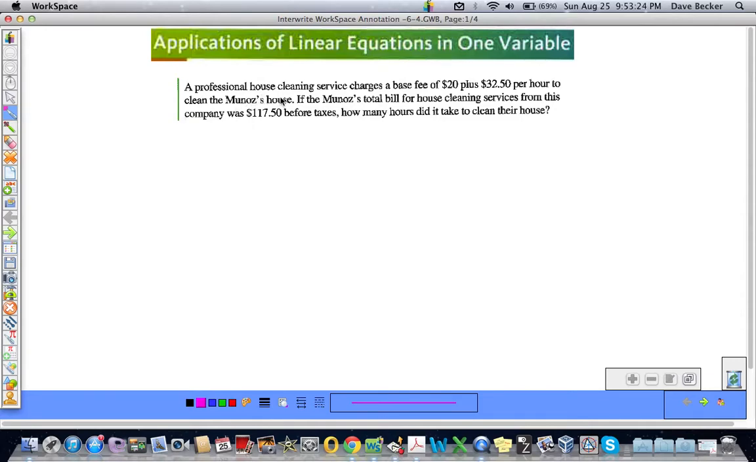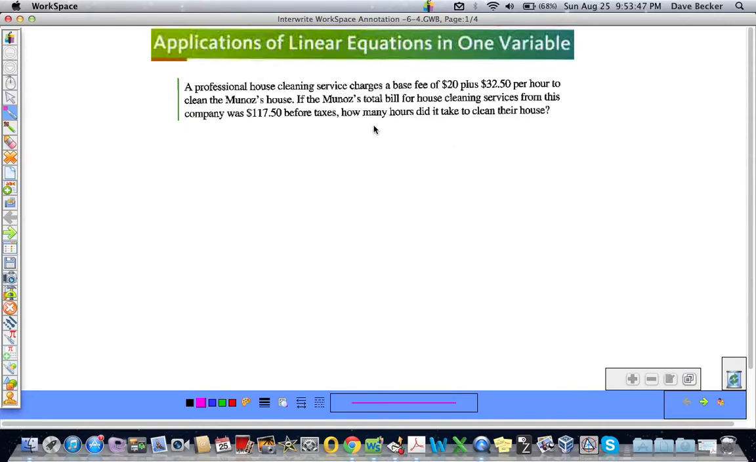A professional house cleaning service charges a base fee of $20 plus $32.50 per hour to clean the Munoz's house. If the Munoz total bill for house cleaning services from this company was $117.50 before taxes, how many hours did it take to clean the house? All right, well, let's think about that.